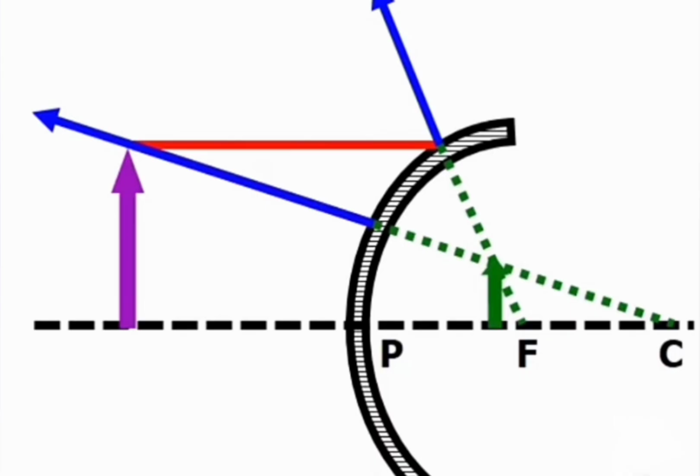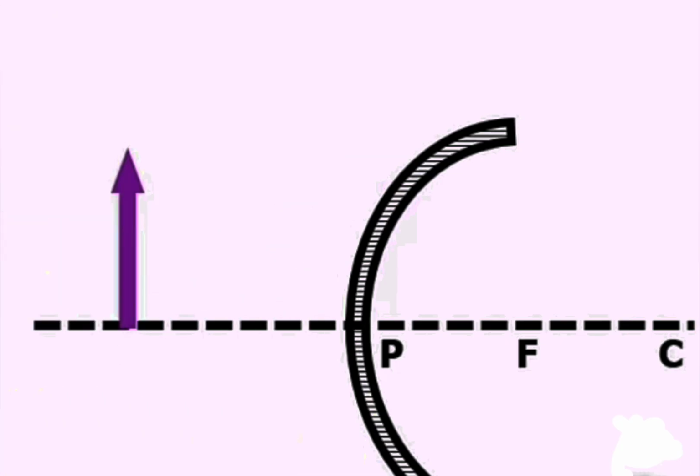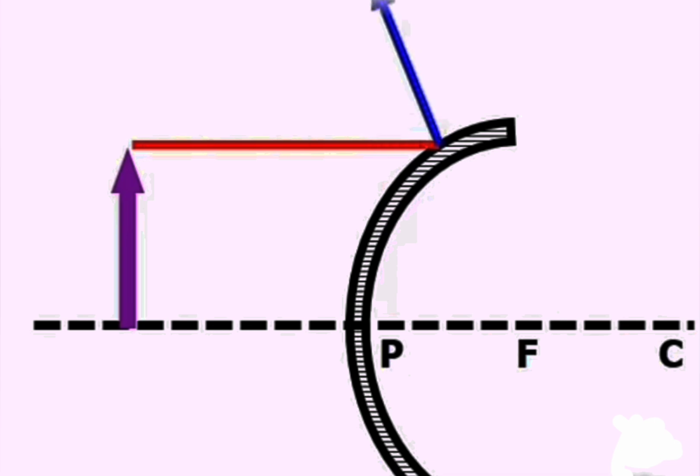Now let's draw a ray diagram. First, we'll understand object position. We are keeping object between infinity and pole of the mirror. Image will form between focus and pole behind the mirror. Draw one parallel ray to the principal axis. After reflection, make it diverge and extend it backwards so that it appears to come from the focus.